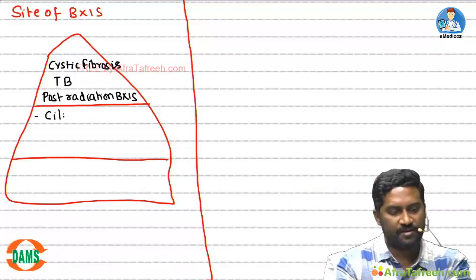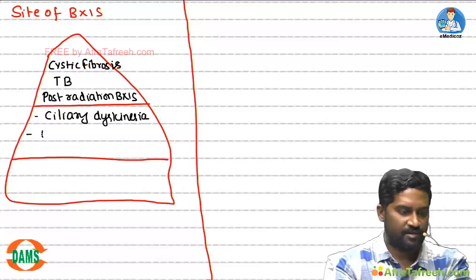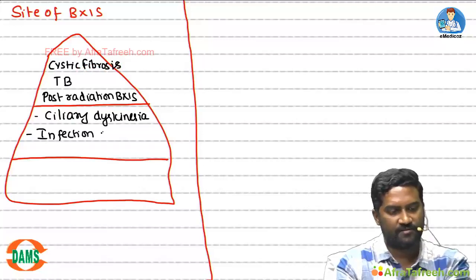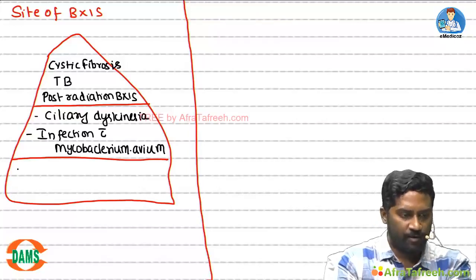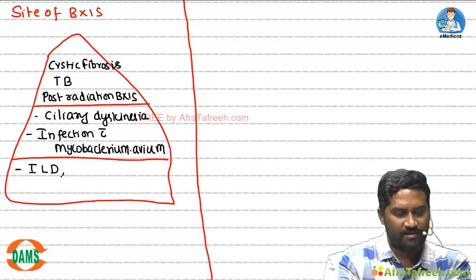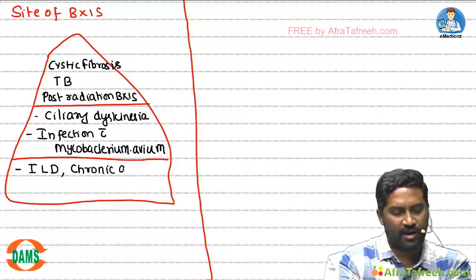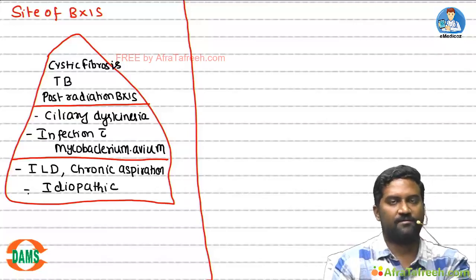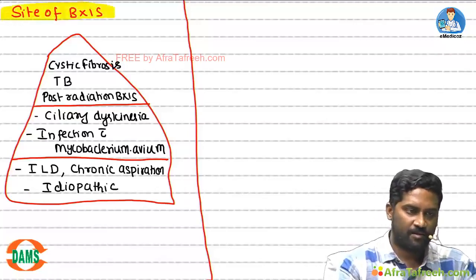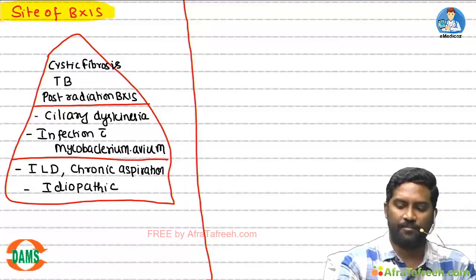Mid-zone is seen with ciliary dyskinesia syndromes, and infection with Mycobacterium avium. What is Mycobacterium avium? It is an atypical mycobacteria. Then lower zone bronchiectasis: interstitial lung disease, chronic aspiration, and the majority of idiopathic bronchiectasis. This is the site of bronchiectasis based on observation from many studies.